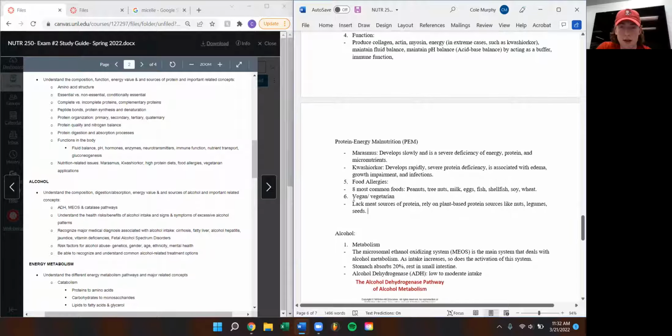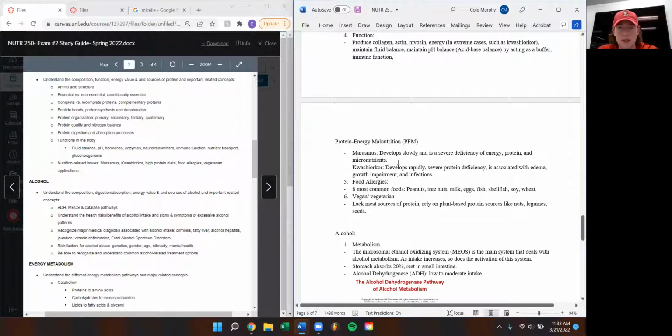And then here, the vegan and vegetarian. Kind of talked about this a little bit before. So this is just going to be lacking meat sources of protein. So they're going to be needing complementary protein sources. And their main source of protein is going to be from beans, nuts, and seeds. And those are all great sources of protein. But they're not going to have the complete protein with all the essential amino acids. So they kind of have to pair these together.